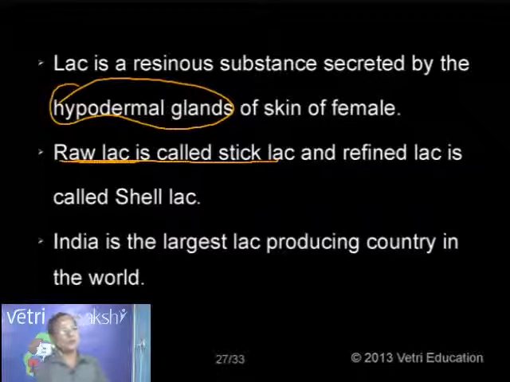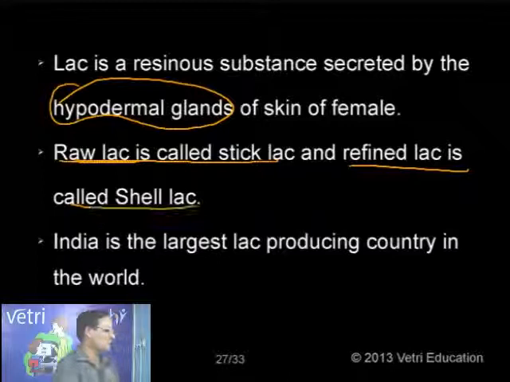And the one which is refined, purified is called shellac. And as far as India is concerned, normally India is the largest lac producing country in the world. We are the largest lac producing country in the world.